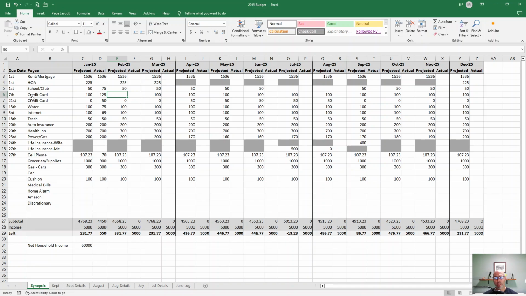So this is just a quick and easy tip to use a spreadsheet, figure out how to track your expenses, and once you know your expenses, then you're able to budget and plan accordingly.